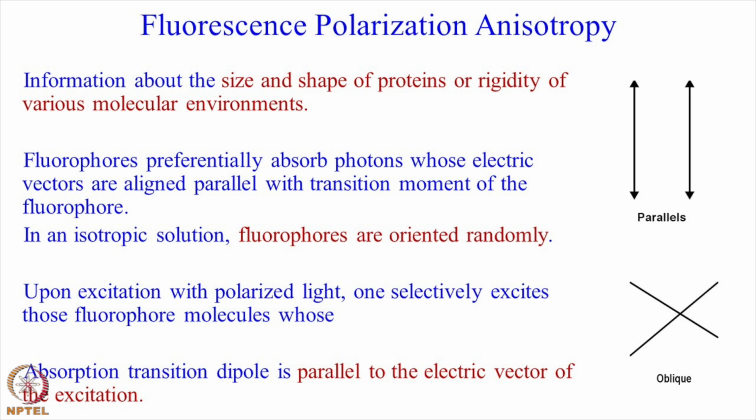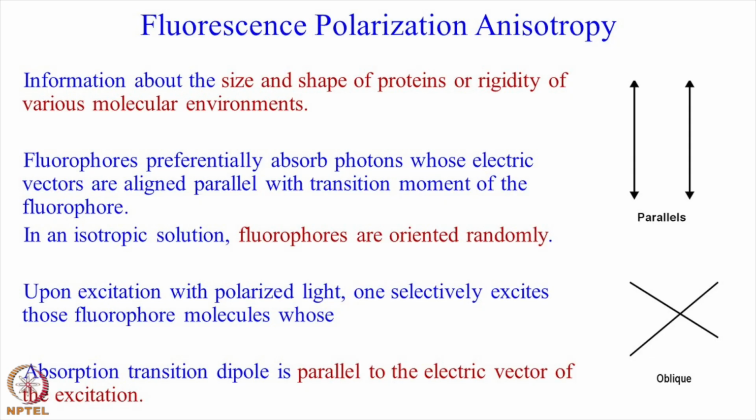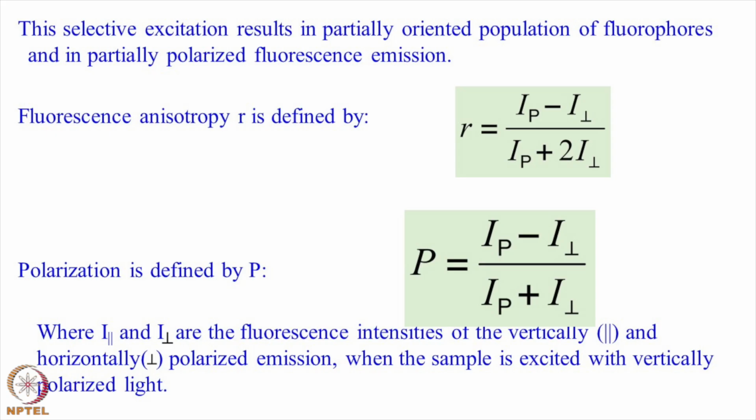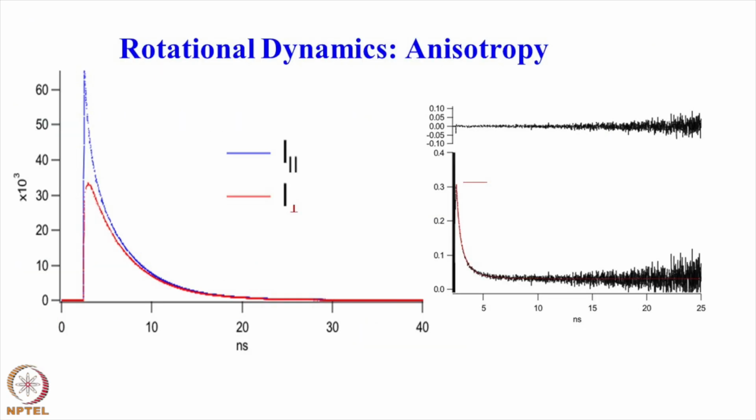So, the fluorophore preferentially absorbs the photon whose electric vector is aligned parallel to the transition dipole. In an isotropic solution, the fluorophore is randomly oriented. In an anisotropic one, it is not random; it is either at this angle or this angle or this angle. That is what we are measuring here by putting the detector at two angles. The absorption transition dipole is parallel to the electric vector of excitation, and you can measure this anisotropy or something called polarization. It is the same measurement, just the formula is changing here. You can have a parallel intensity and a perpendicular intensity, plot the polarized light, and find the polarization or the anisotropy using the same experiment.